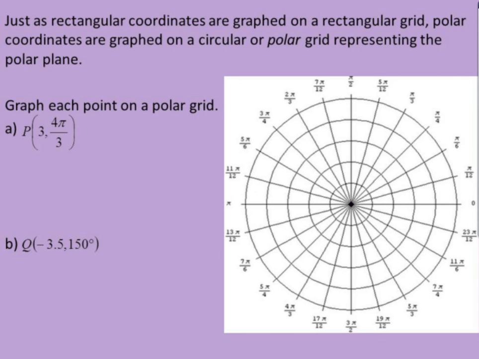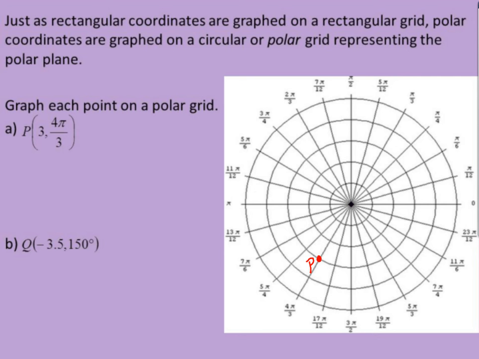Just as rectangular coordinates are graphed on a rectangular grid, polar coordinates are graphed on a circular or polar grid represented in the polar plane. So this is a polar grid. When we go to graph, the first coordinate tells you the radius of the circle that you're going to go to, and the second value tells you the angle in which you're going to go. So we're going to go to the angle 4 pi over 3, and we're going to go out to the third ring. So we find 4 pi over 3, we start at the center, we go out 1, 2, 3 rings, and we put a dot, and that will be point P.